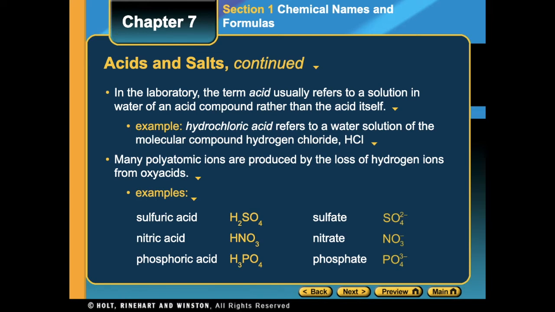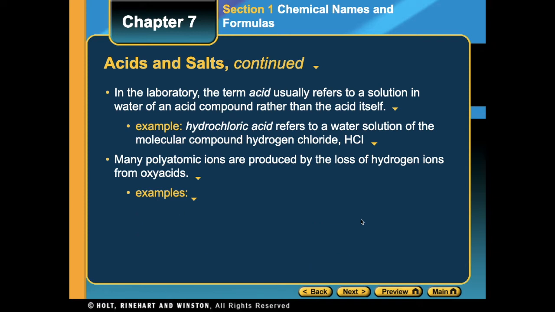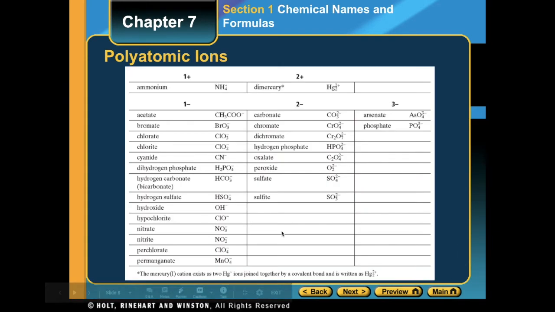So, many polyatomic ions are produced by the loss of a hydrogen atom from an oxyacid. So if I look over here at this oxyacid, sulfuric acid, if it loses its two hydrogens, it will become a sulfate ion. You guys remember these from this table back here? These are your polyatomic ions, right? If I add hydrogens to these, they will turn into acids. And if the acids lose hydrogens, they will turn into ions.